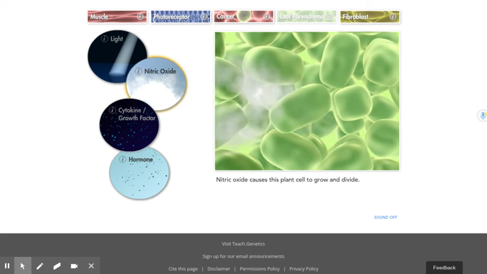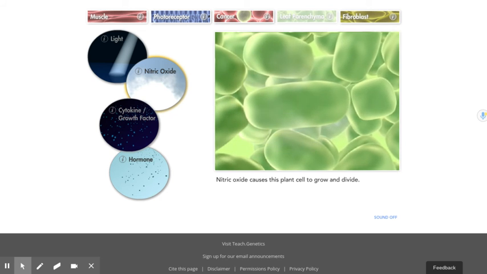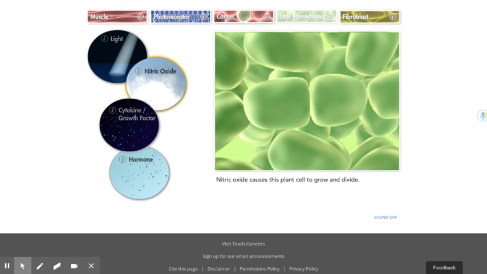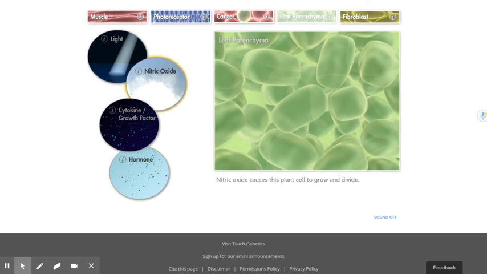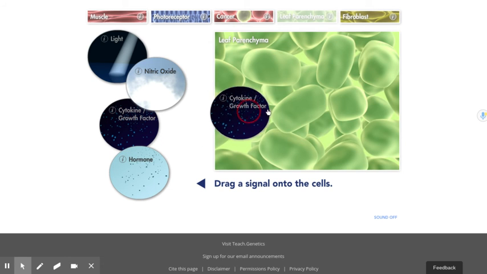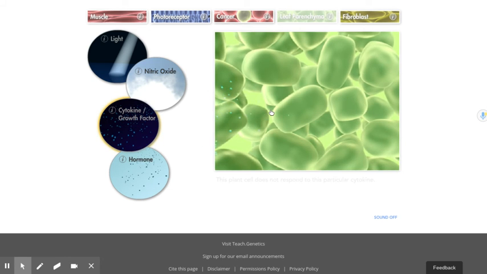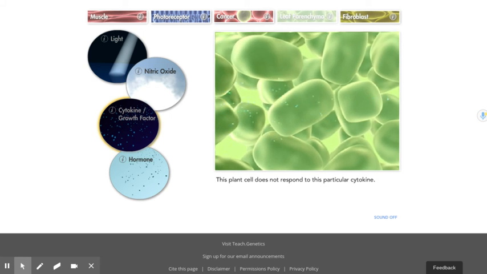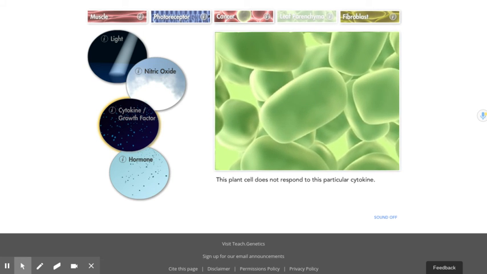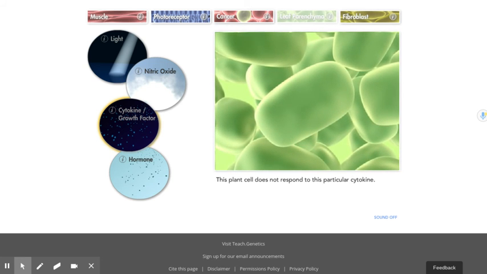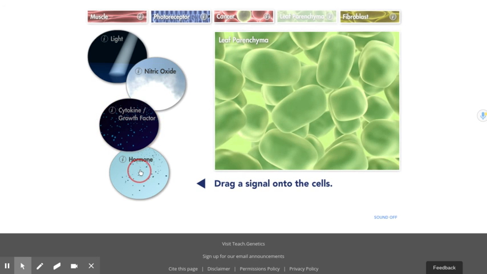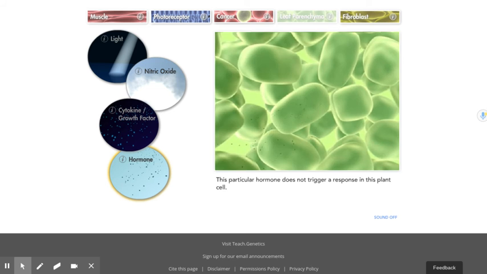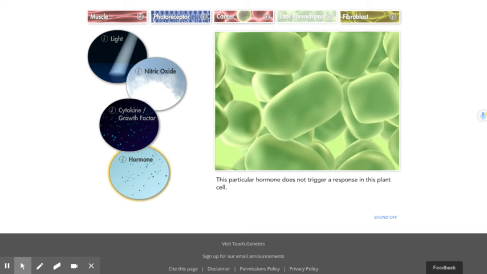Nitric oxide causes this plant cell to grow and divide. This plant cell does not respond to this particular cytokine. This particular hormone does not trigger a response in this plant cell.